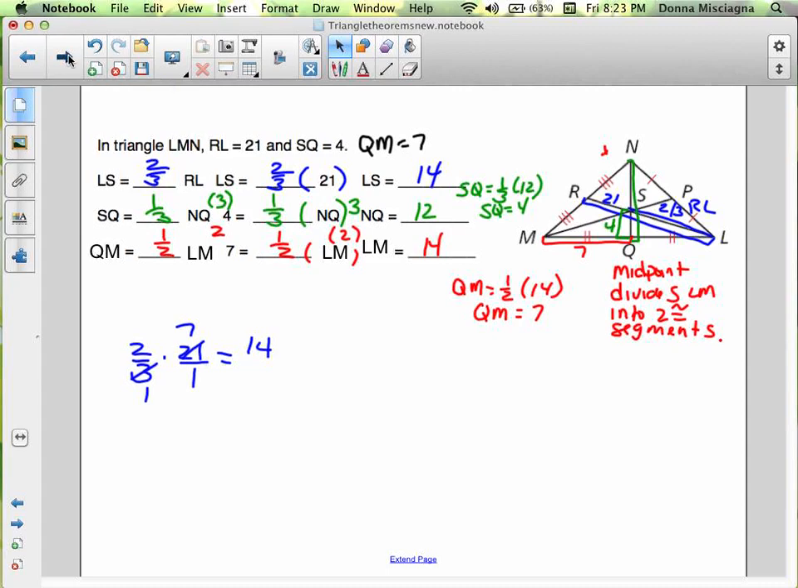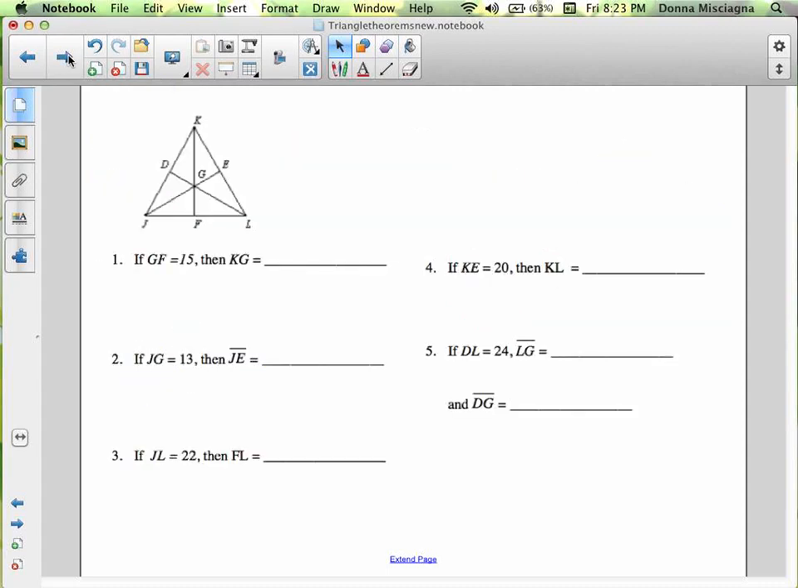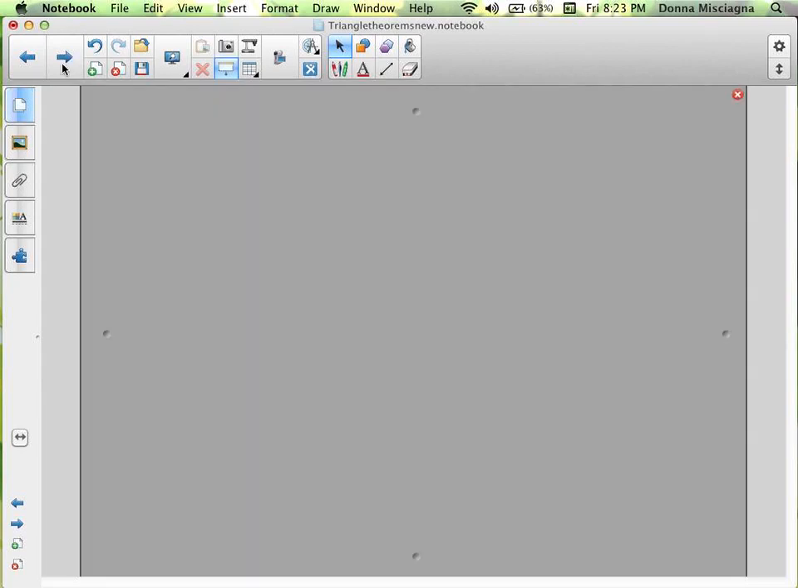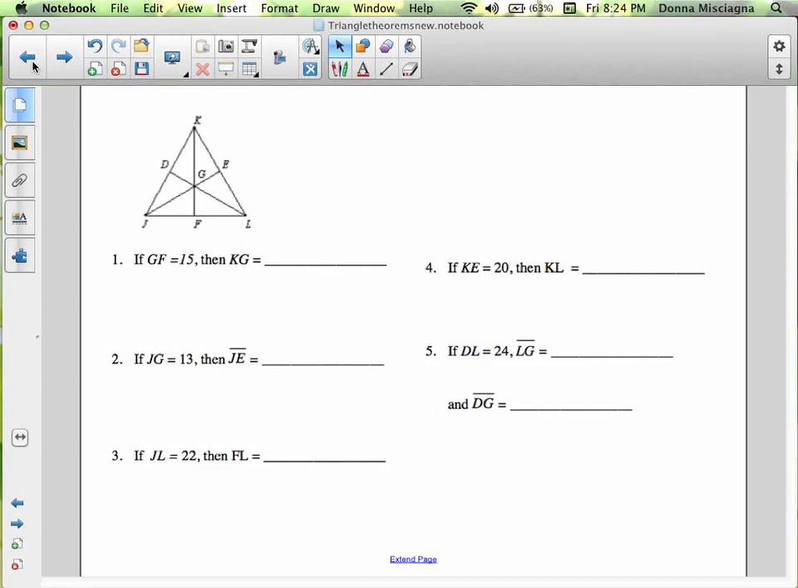There's not too many more of these. This might be the last page. Let's finish this one up. All right, and I'm going to solve it the way that I think is the easiest. It doesn't mean that you couldn't have solved it a different way. I'm just going to choose the one I think is easiest, and that is I'm going to isolate what I'm looking for. So if GF is equal to 15, then KG equals, and I'm going to write each time and erase it because the numbers keep changing.